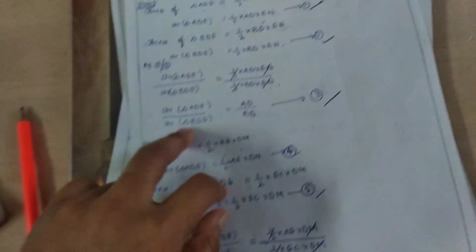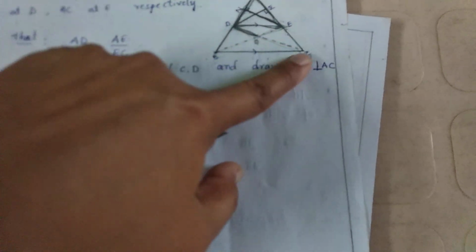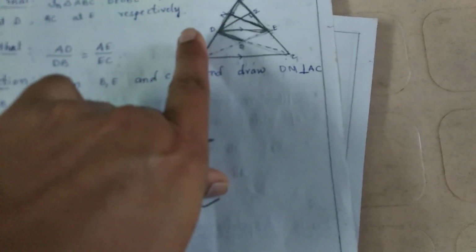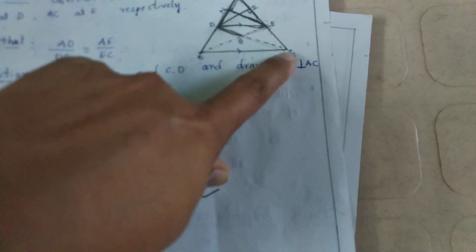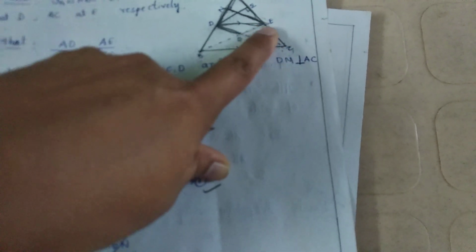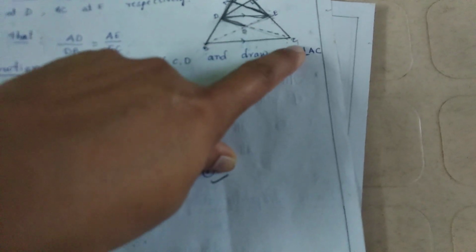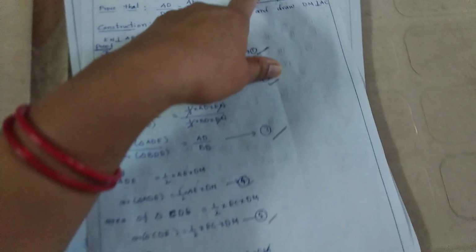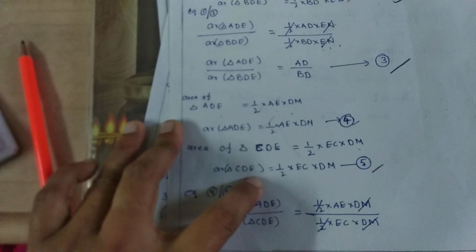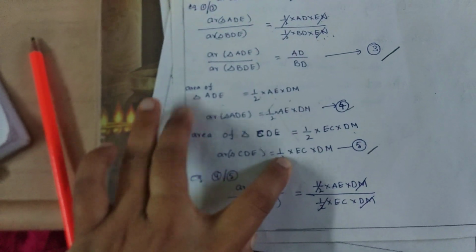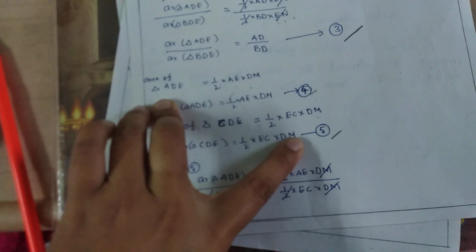Next, area of triangle CDE. Look at the figure, here also it is the same. The base is EC, and the height is OE, which equals DM, since the lines are parallel. So the base is EC and the height is DM. Area of triangle CDE equals half into EC into DM, equation number 5.